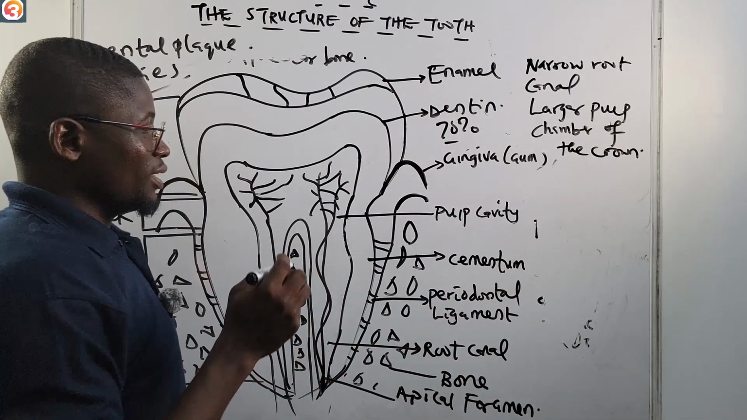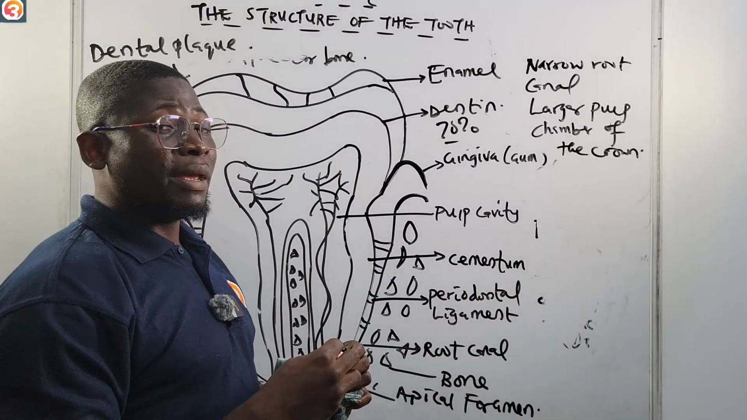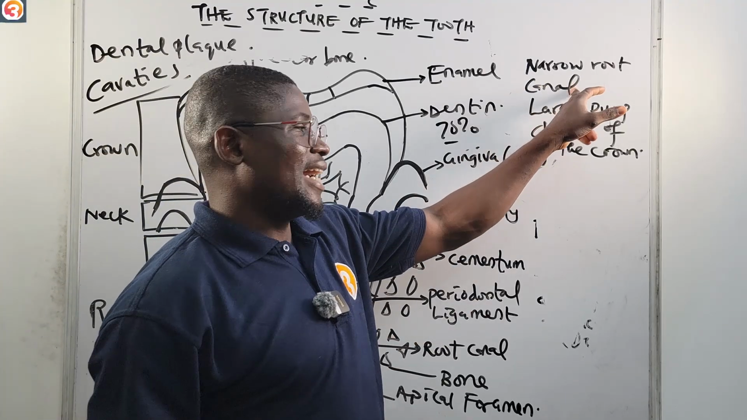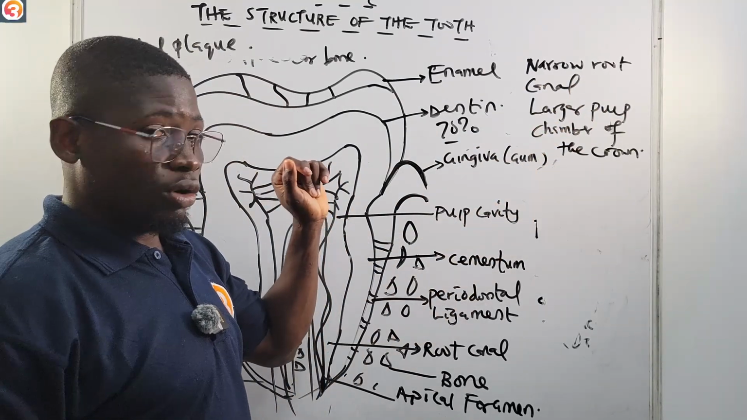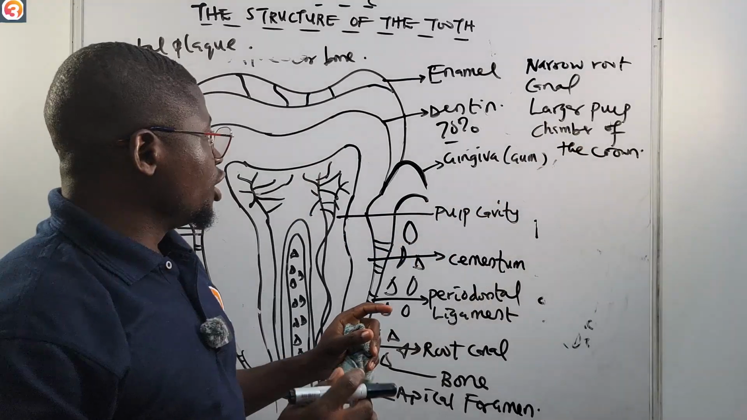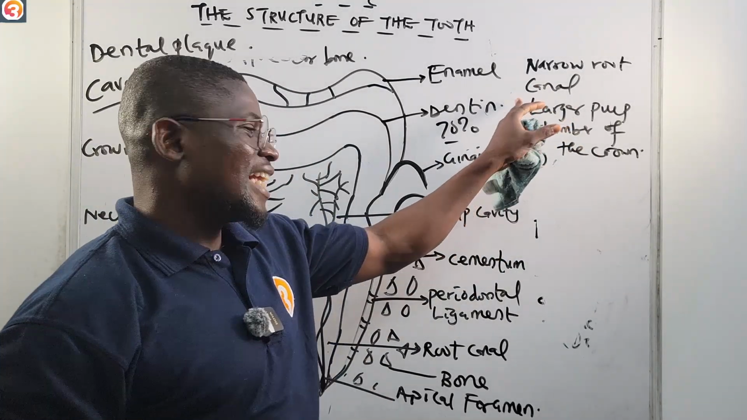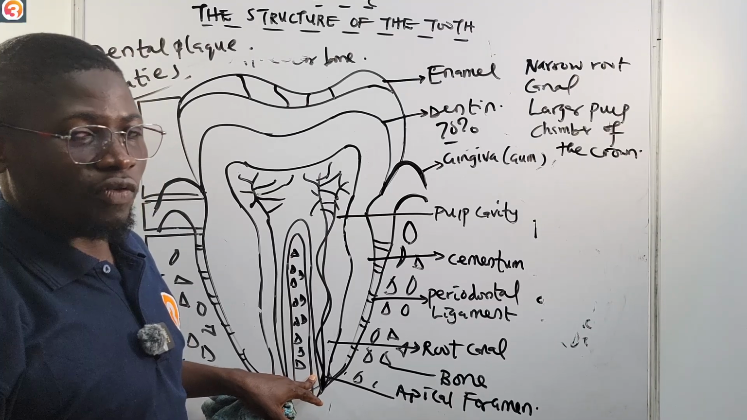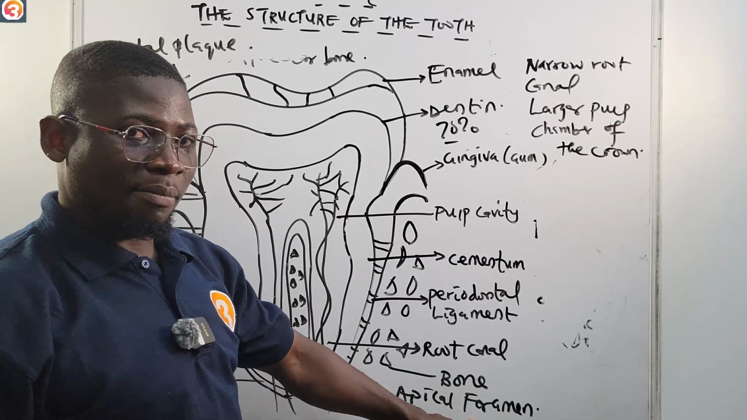The pulp cavity is made up of two main parts. One is the narrow root canal of the roots. Then the larger pulp chamber of the crown. Now, the root canal we're talking about originates at a small hole in the root of the tooth, called the apical foramen.